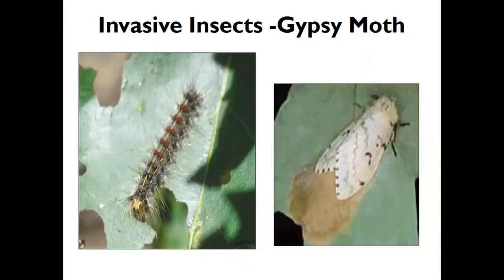Gypsy moths. If you're from the Northeast or Mid-Atlantic states, you probably know this. It is a highly destructive insect pest of a variety of trees. It was introduced in Massachusetts in the 1860s. Somebody thought they were silk moths, brought them in, and they really didn't produce a lot of silk, but they got loose and have created a tremendous amount of damage.